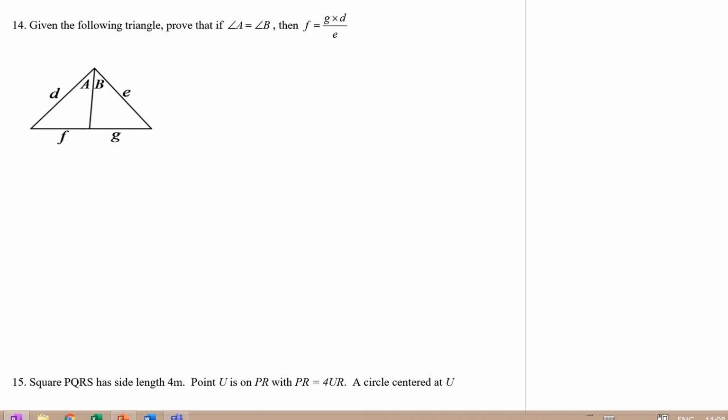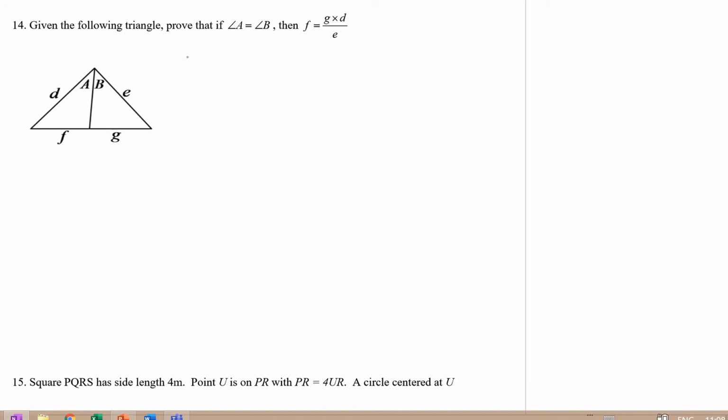So this is question number 14 from section 6.4. It was one of the questions that you guys asked yesterday regarding the sine law. So for this question here, you're told that angles A and B are the same, and you want to prove that F is equal to G times D divided by E.